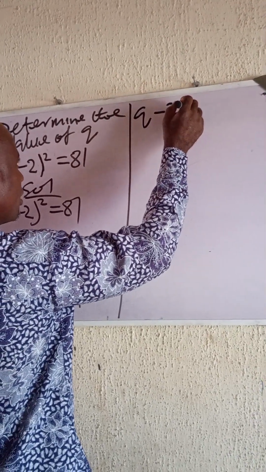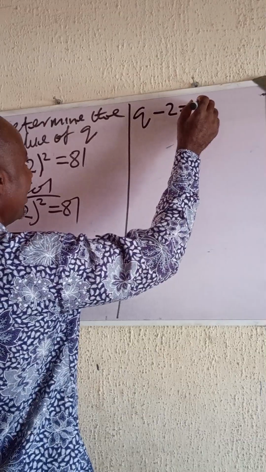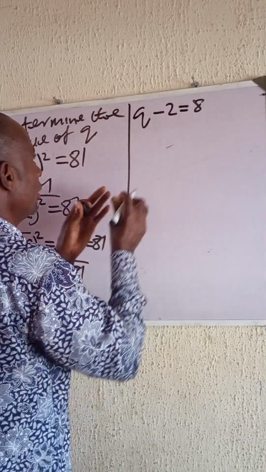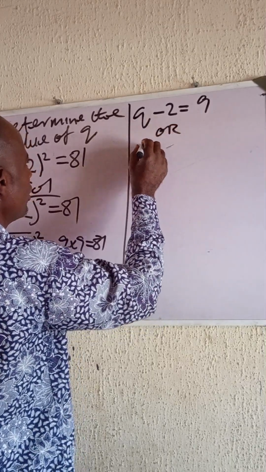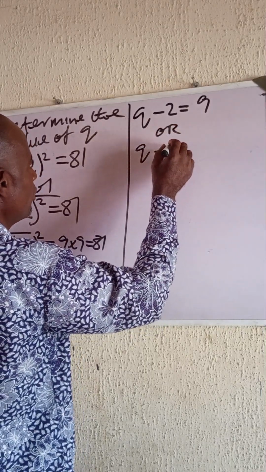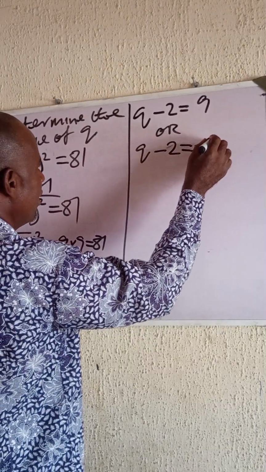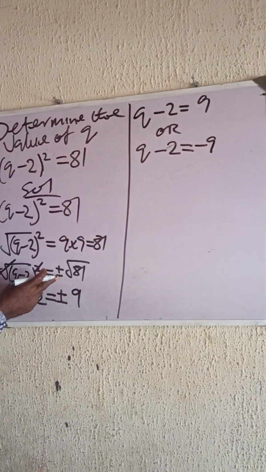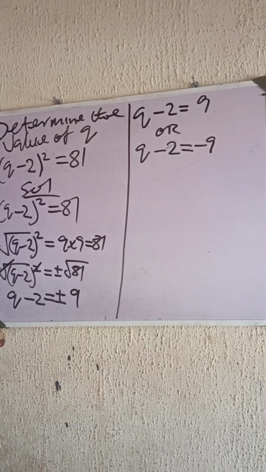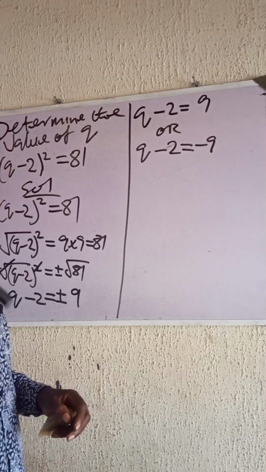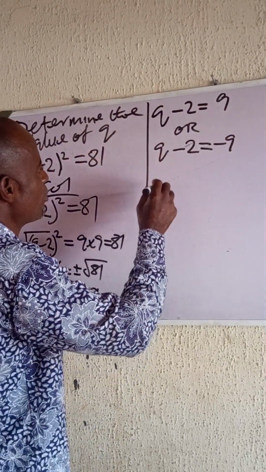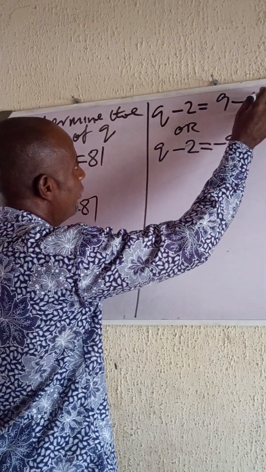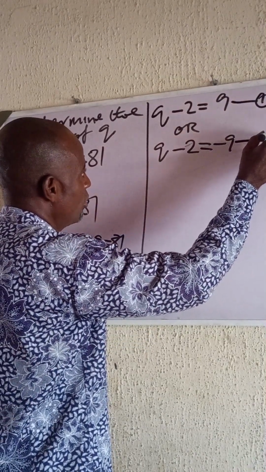2 is equal to 9. Or q minus 2 is equal to minus 9, because of this plus or minus, which means the answer will be 2. One will be negative while the other one will be positive. So when we simplify this by collecting like terms, this is equation 1, while this is equation 2.